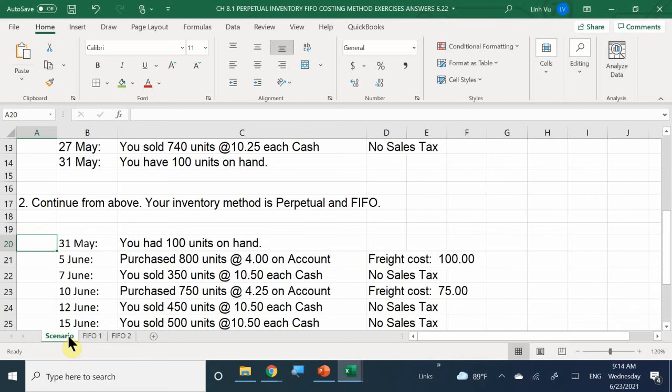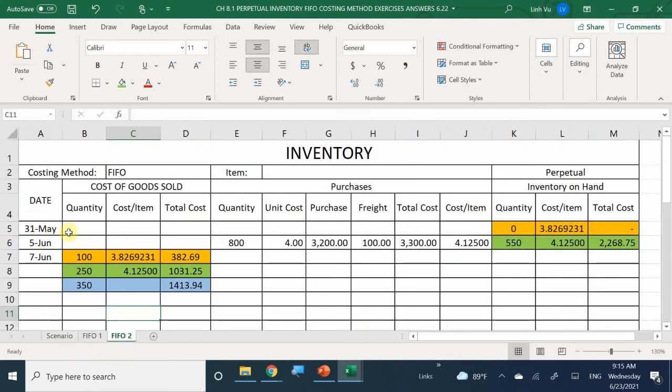All right, June 10 rolls around. I end up purchasing another 750 units at $4.25 with the freight costing $75. So I'm looking for an empty one. It is now June 10. We purchased 750 units at $4.25 with the freight costing $75.